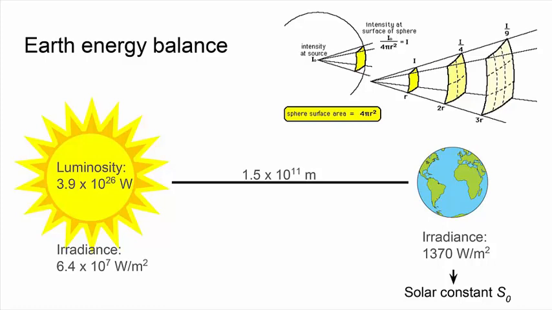Right. So the next thing we're going to talk about is Earth's energy balance. So we have the sun, and it emits a luminosity, or power, of 3.9 times 10 to the power of 26 watts. To put that into perspective, your household light bulb puts out around 100 watts. So that's just showing the order of magnitude of what's coming out of the sun.